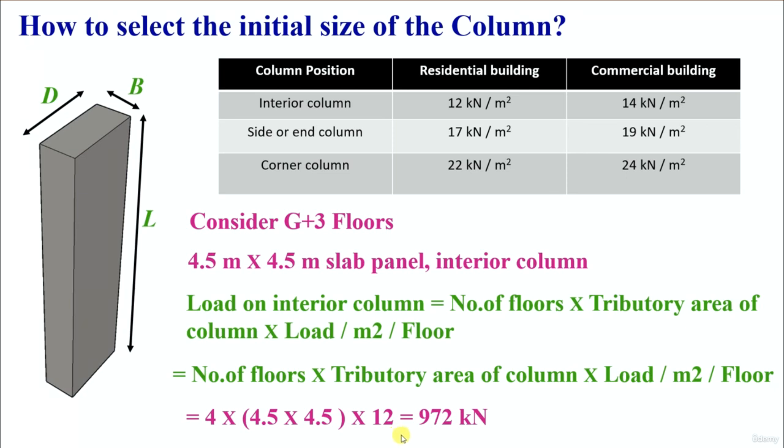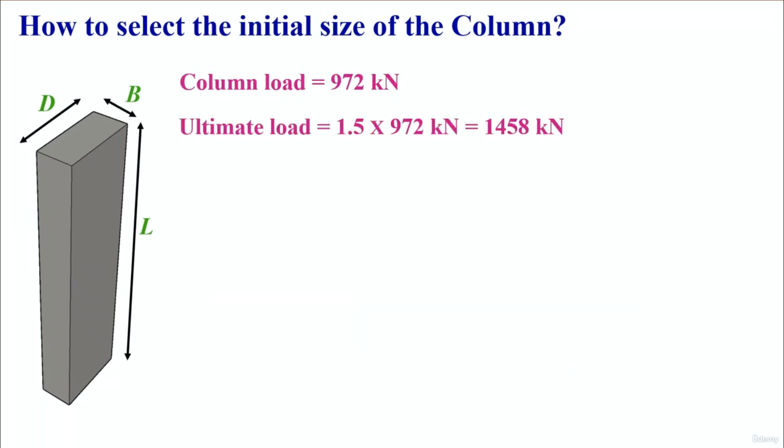And 12 kilonewton per meter squared is the load, which is for a residential building. So by solving this we get 972 kilonewton. Column load is 972 kilonewton. Ultimate load we need to find out. 1.5 is the factor of safety. So that multiplied by the column load gives you the ultimate load, that is 1458 kilonewton.